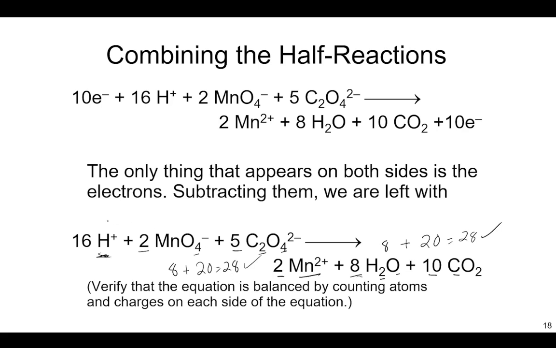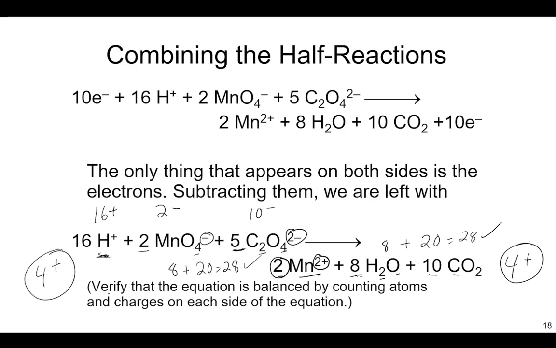And now let's just make sure the charges are balanced. 16 pluses, 2 minus, and 5 times 2 minus 4, 10 minuses. So 16 pluses minus 2 minus 10 means overall on the left side I have 4 pluses. And overall on the right side I have 2 times 2 plus. And the other things are all neutral, so that's 4 plus overall. So yes, I have verified everything is great. So that is my balanced redox reaction using this method of 2 half reactions.